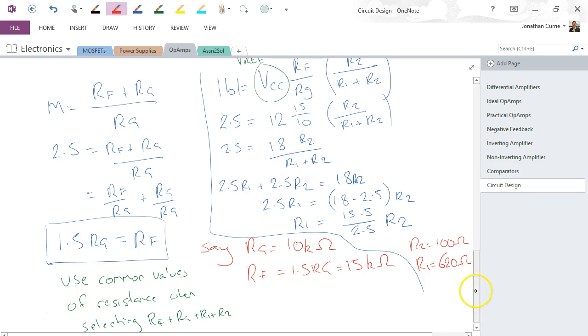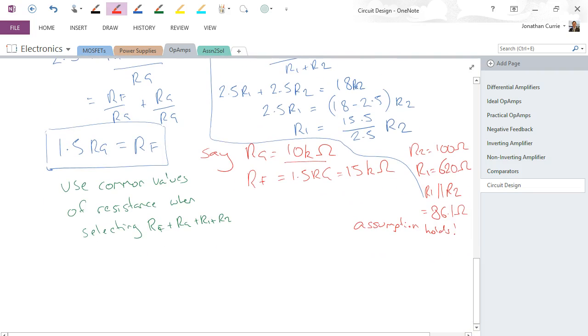If we were to then check that R1 and R2 in parallel are equal to, it's important to do this check, so we would do 100 in parallel with 620. I get 86.1 ohms, which is much less than our 10k, and therefore our assumption holds. Okay, so assumption holds, and we were valid in using it.